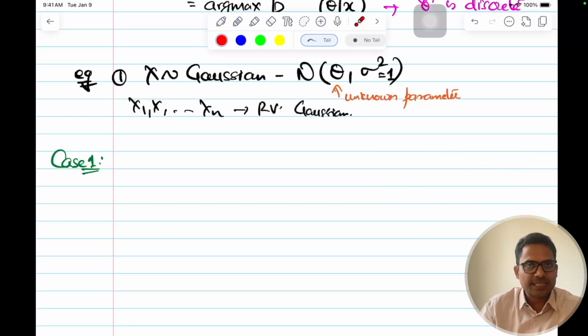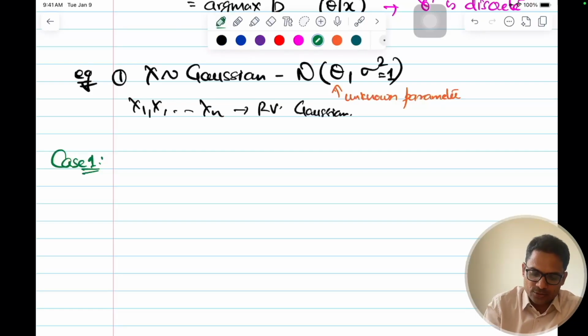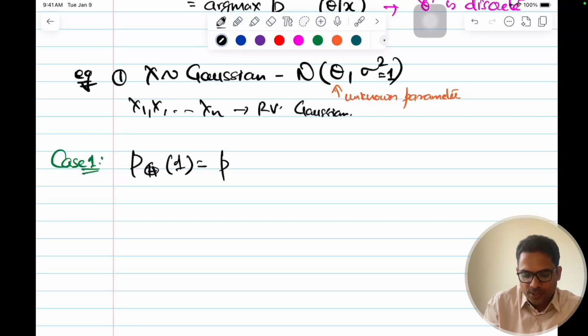In the other case theta was 2 theta, meaning it is more biased towards 1. Similarly here also, in the first case we'll see that theta is uniform. So we'll start with that. Here we'll assume that p of theta 1 is equal to p of theta 0 is equal to half. Both are equally likely.